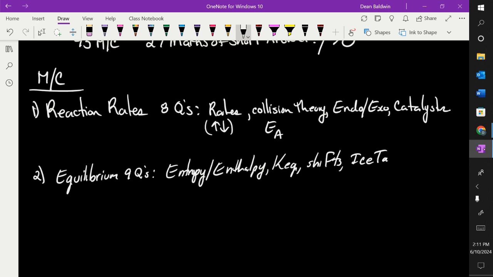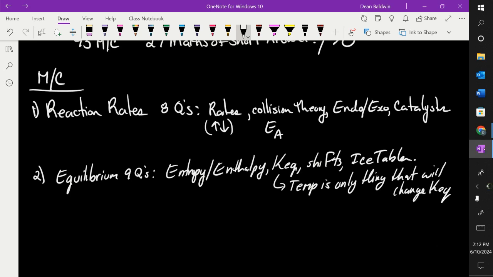Now, I say ice tables. If it's in the multiple choice section, it's an ice table that is meant to be done very quickly, because obviously the more in-depth ones I would put in the short answer questions. Okay. What's the only thing that changes your KEQ?